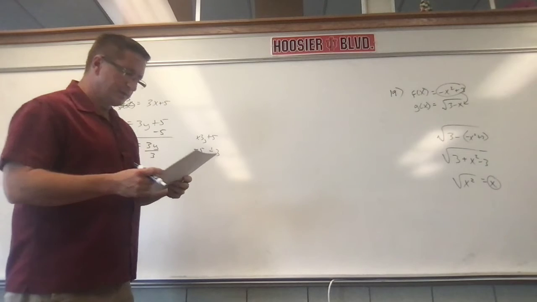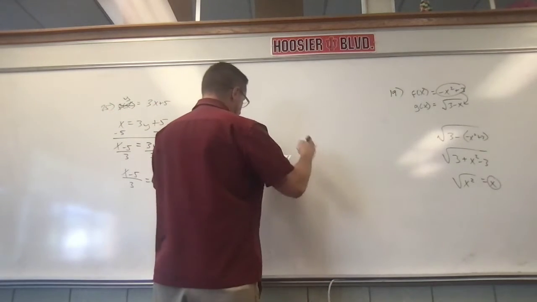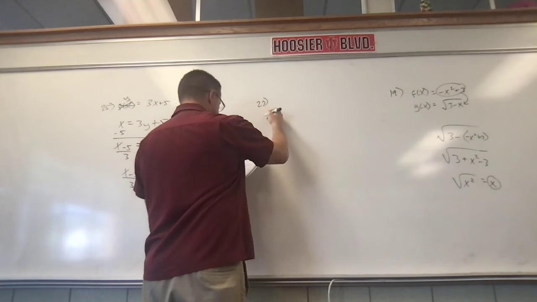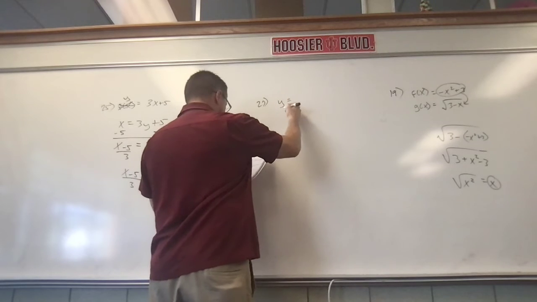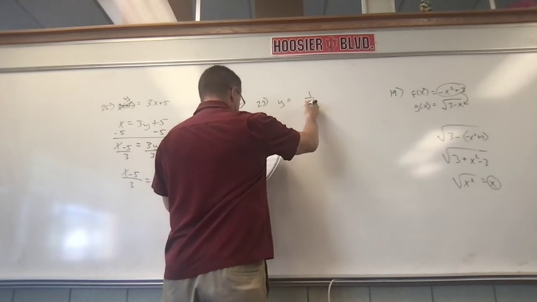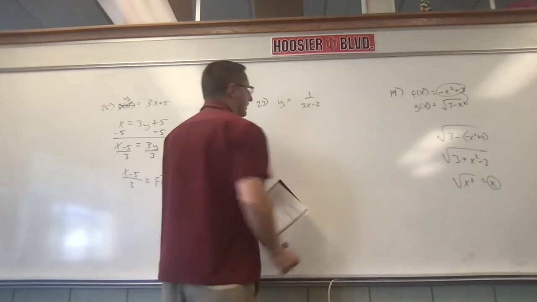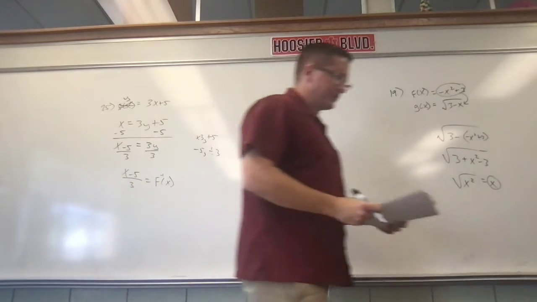Okay, how about number 27? They're going to get tougher. 25 was an easy one. 27 is going to get a little tougher. I'm going to make it y equals 1 over 3x minus 2. First step's easy. What do we do first?